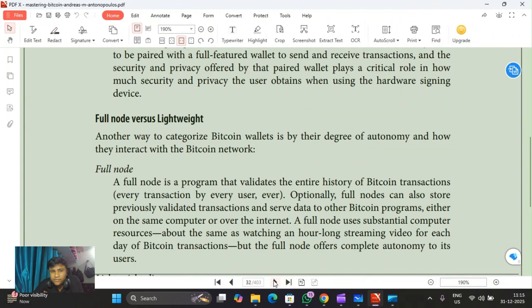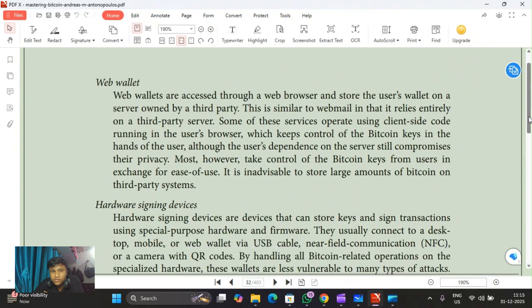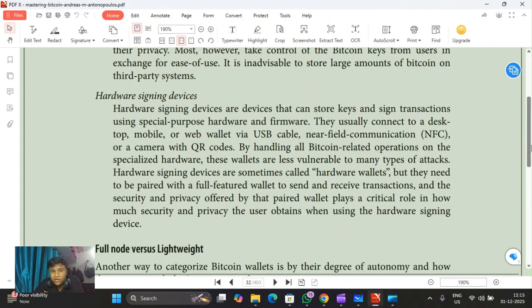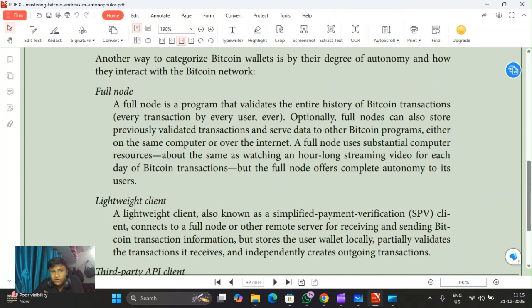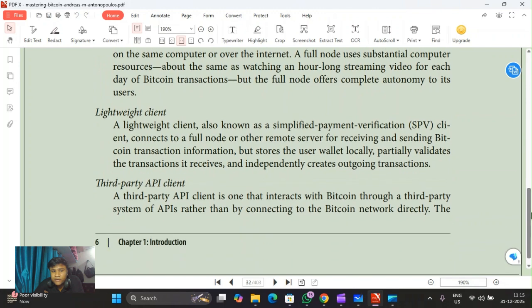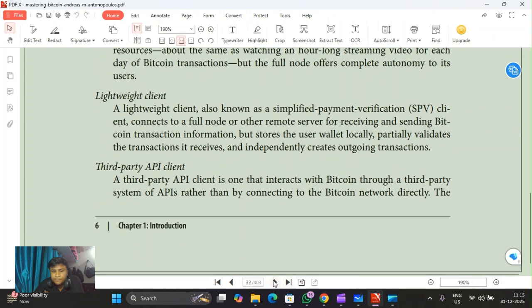We have multiple types of wallet. In that we will discuss web wallet, hardware signing devices, full node versus lightweight. Another way to categorize Bitcoin wallets is by the degree of autonomy and how they interact with the Bitcoin network: full node, light client, third party API client, and so on.